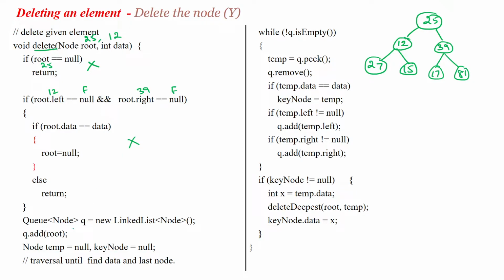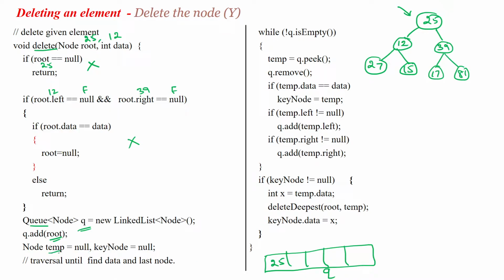Then we are going to create a queue data structure here with the name of queue, small q. So we created the queue data structure here. Now we are adding the root node into the queue data structure. Root node value is 25, which is added into the queue data structure.